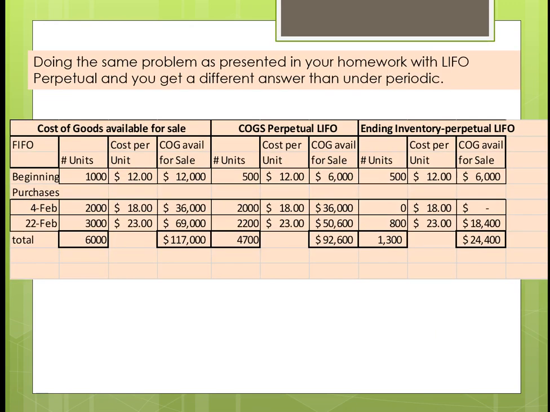Now this is the way it looks when you look at your problem. If you notice, for ending inventory, we end up with 500 units at 12 and 800 units at 23. Our cost of goods sold are going to be 500 at 12, 2,000 at 18, and 2,200 at 23. So there's your problem.